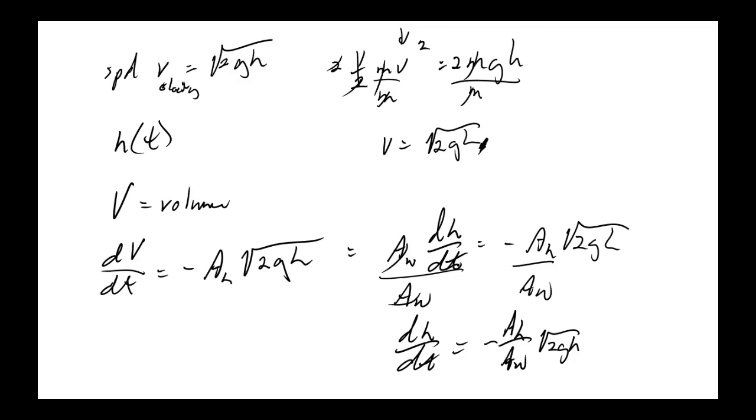Now, an interesting thing here, it says notice that that is true even if A of t is not a constant. Here we just assumed it was a constant. If that's a variable, it's then just divided by A sub w of t, how that's changing with time. Okay.